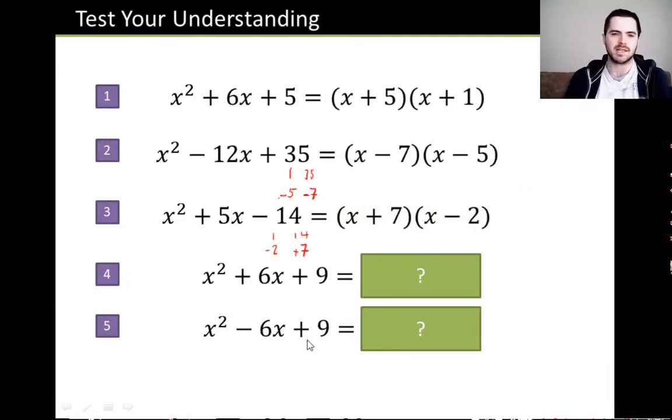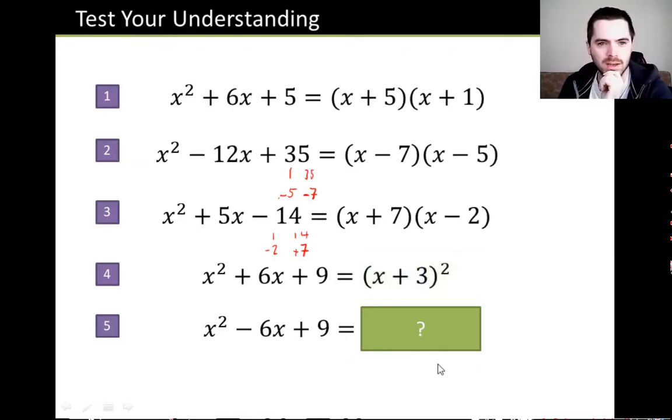X squared plus 6x plus 9, that's quite a nice one, because we can think of 1 and 9. There's no way that's going to give us 6. Well, what about 3 and 3? 3 times 3 is 9. 3 plus 3 gives us 6. So this is x plus 3 times x plus 3. Remember what that squared detail does for us? That's telling us over here that we have our x plus 3 times x plus 3.